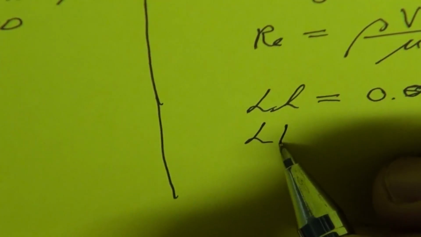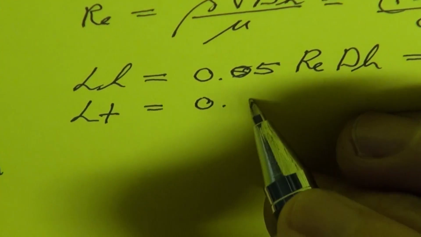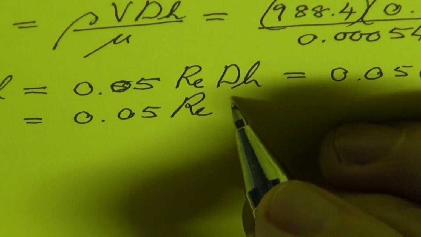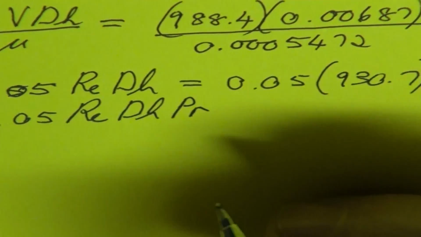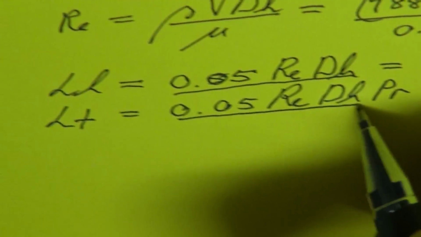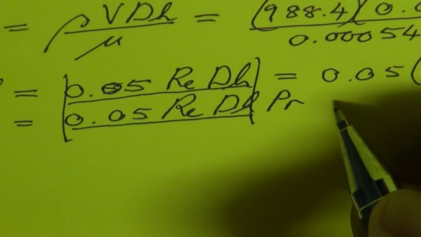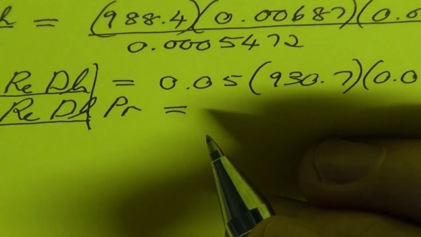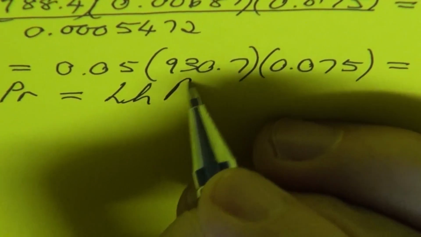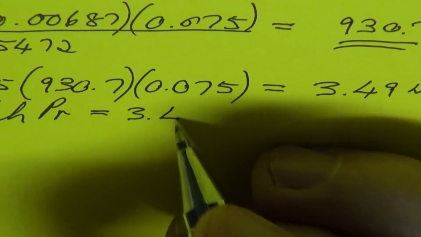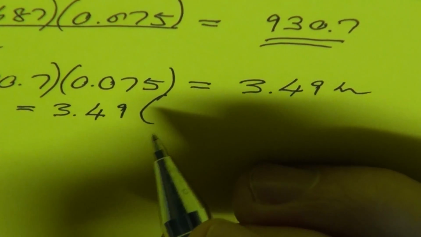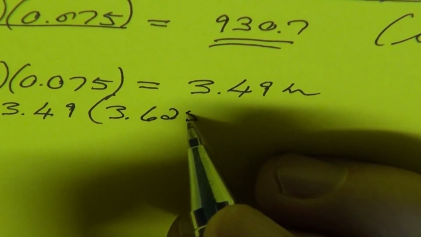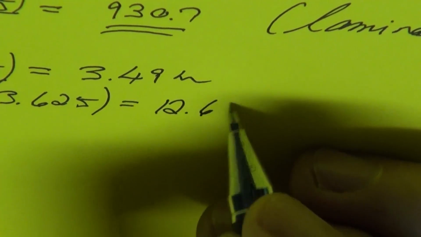How long will it take before the flow is thermally fully developed? That would be equal to 0.05 multiplied by the Reynolds number multiplied by the hydraulic diameter multiplied by the Prandtl number. So if we look at these two equations, then we can see they are exactly the same except for the Prandtl number. So LT, how long it will take before the flow is thermally fully developed, is equal to LH multiplied by the Prandtl number. LH, we've already calculated, is equal to 3.49, and the Prandtl number is equal to 3.625, and that gives us a length of 12.75 meters.